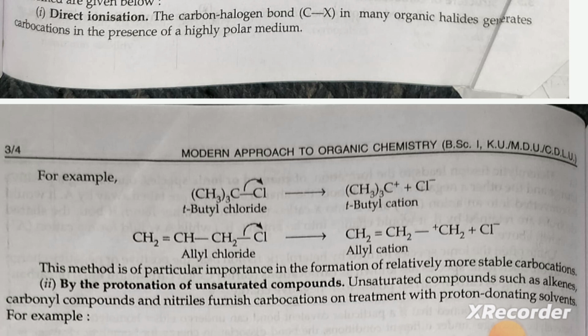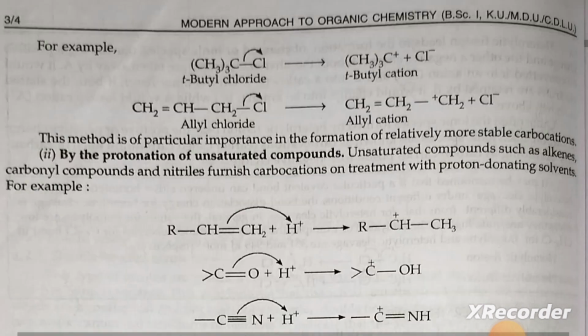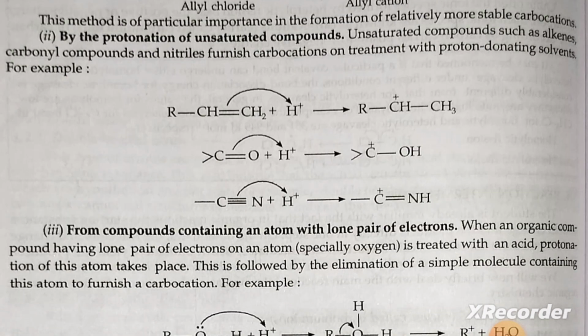Second, by the protonation of unsaturated compounds. Unsaturated compounds such as alkenes, carbonyl compounds and nitriles furnish carbocations on treatment with proton donating solvents. For example, RCH double bond CH2, the double bond is broken, reacts with H positive to give RCH positive CH3. Similarly, C double bond O plus H positive gives C positive OH. C triple bond nitrogen plus H positive gives C positive double bond NH.